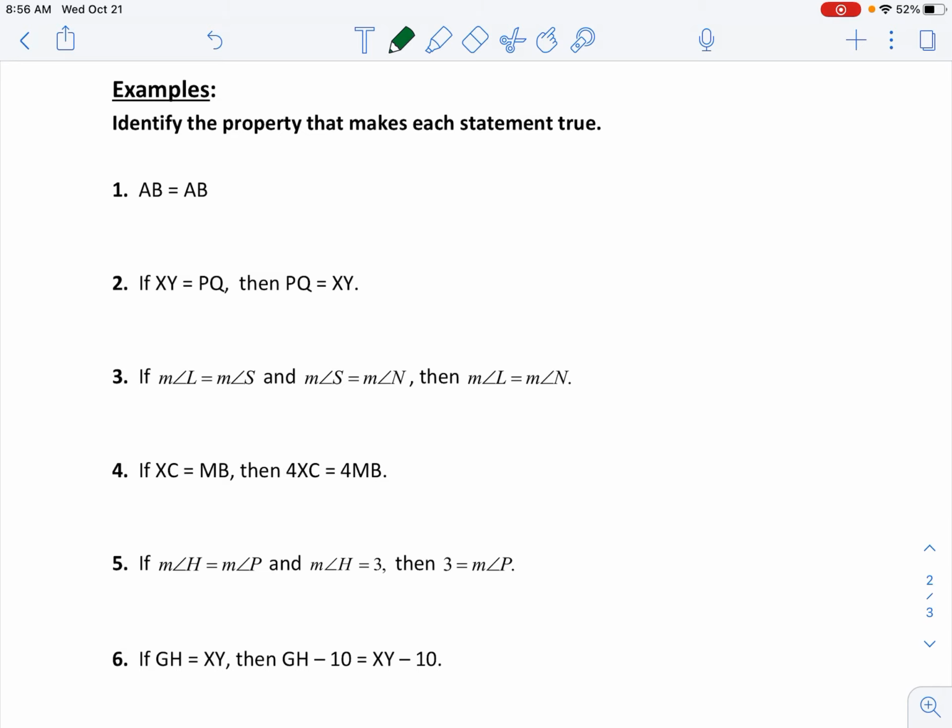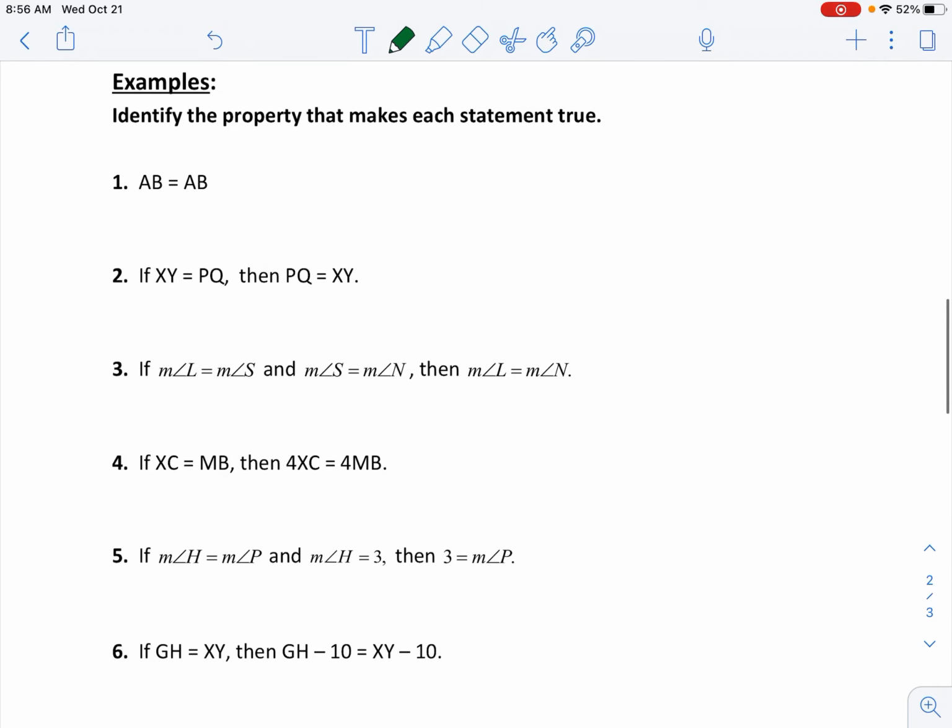Identify the property that makes each statement true. So AB equals AB. This is repeating on both sides, AB and AB. So I'm going to say the reflexive, and then I'm also going to say property of equality. And it's equality because of the equal sign. If we ever see congruence, which we won't today, we're going to say POC.